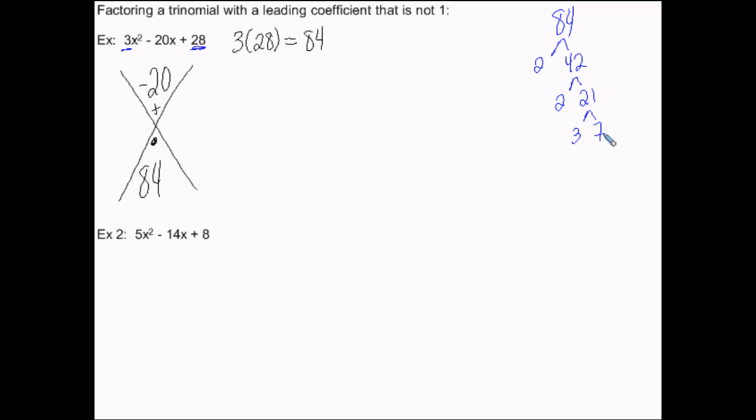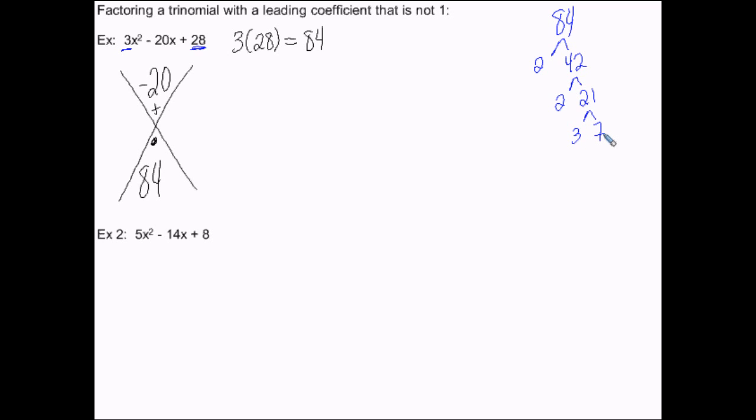Those are all of my factors: 2, 2, 3, and 7. If I do 2 times 2 times 3, that's 12, times 7, that adds up to 19. If I do 2 times 7 is 14, and 2 times 3 is 6, 14 and 6 add up to 20. So that's a way to do that.